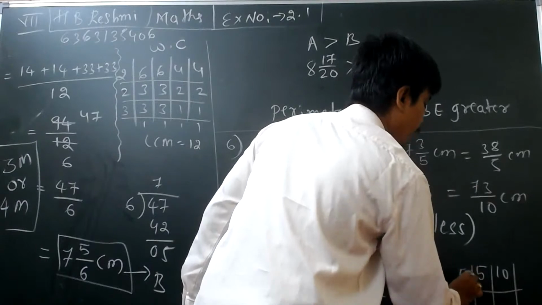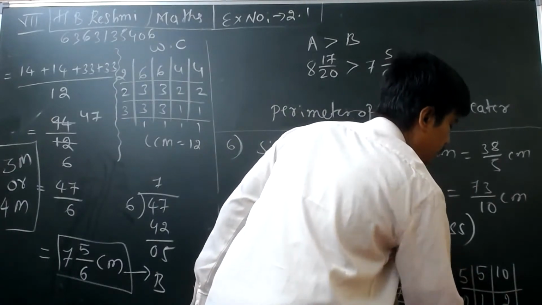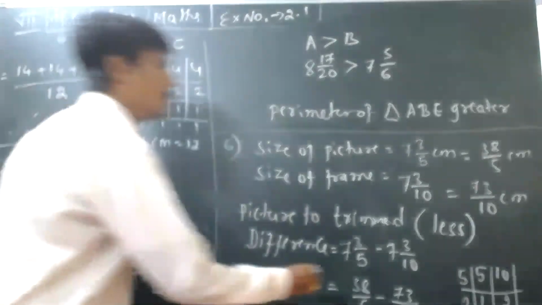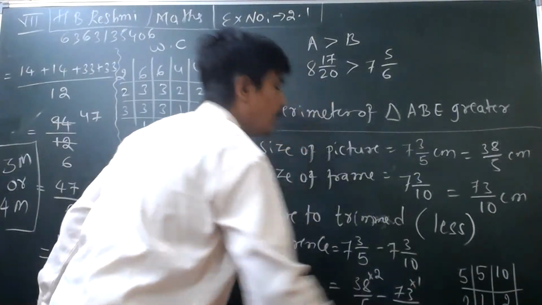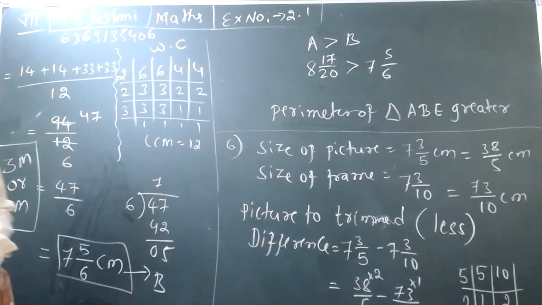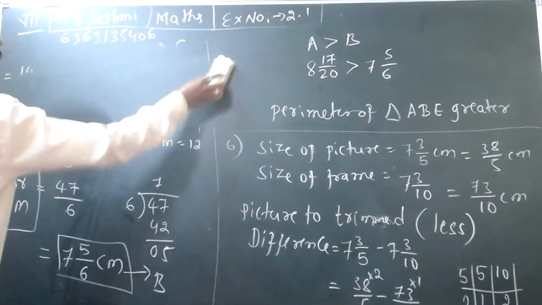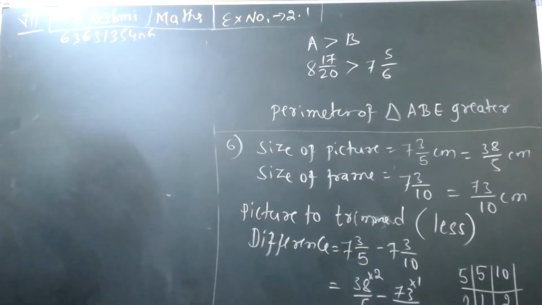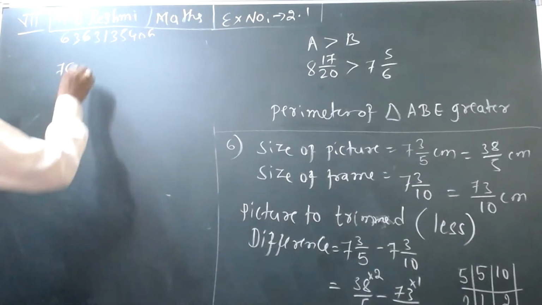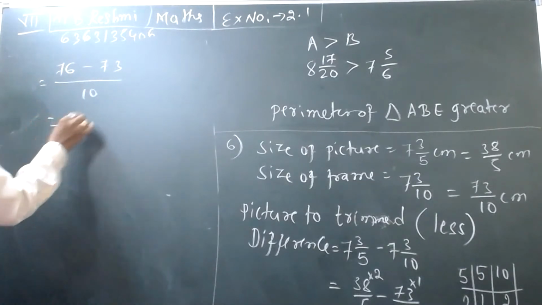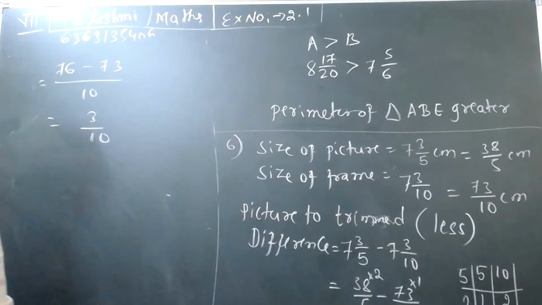5 and 10, 5 ones are 5, 5 twos are 10. What will be your LCM? Again the LCM will be 10. It is multiplied with 2 and with 1. 38 twos are 76 minus 73 ones are 73 upon 10, and you remember that it will be 3 by 10. What is this 3 by 10?